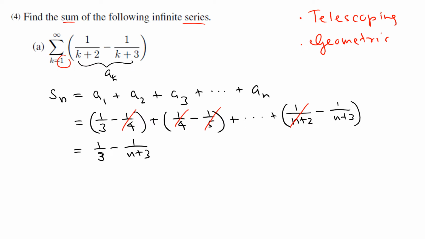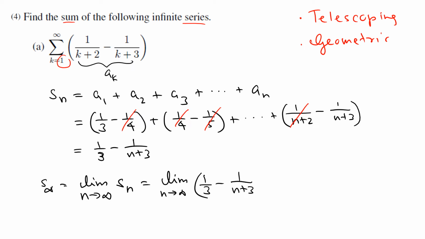Now what we're going to do is take the limit. The sum is simply the limit. We know that S infinity, the sum of the series, is the limit as n goes to infinity of the sequence Sn. That's how we define the sum of the series. So we take the limit of this term, which is 1/3 minus 1 over n plus 3. We need the parentheses because it's the limit of the whole term. Now when you take the limit, the second term goes to 0. So you simply end up with 1/3 as the sum of the series. It's a simple problem. So let's look at the next one.